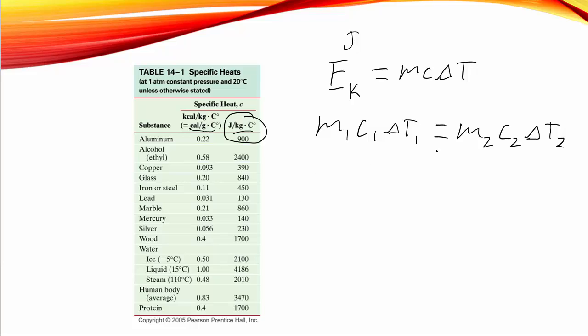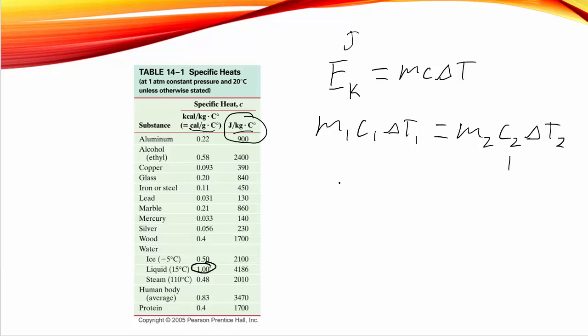And often we're going to be having heat transfers with water, and in that case it's kind of nice to use these units over here because C for water is just going to be 1, so then we'd pull out the C from this column for whatever the other material is as well.